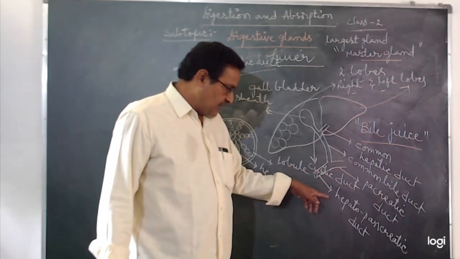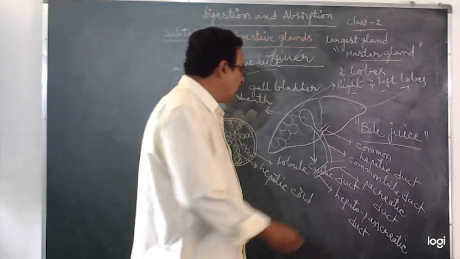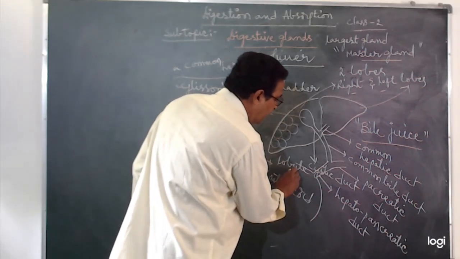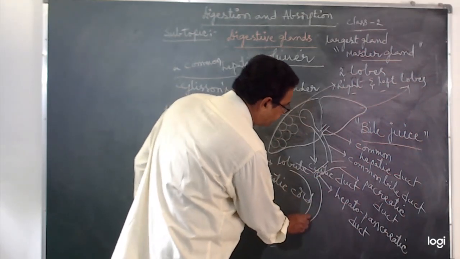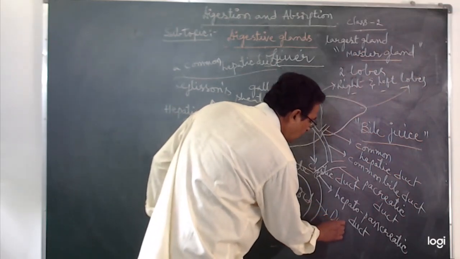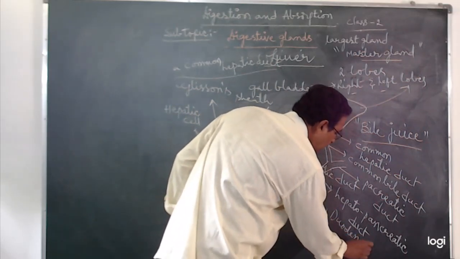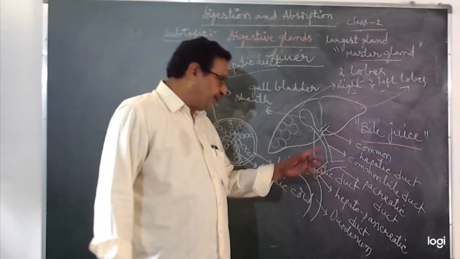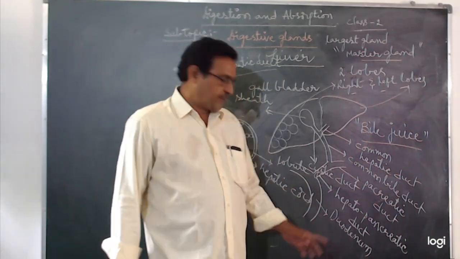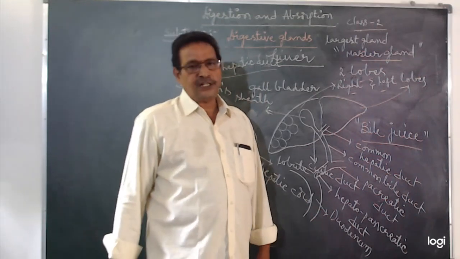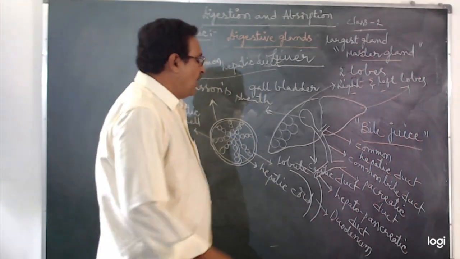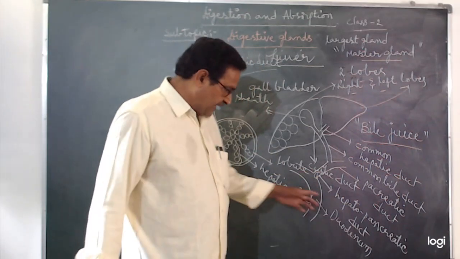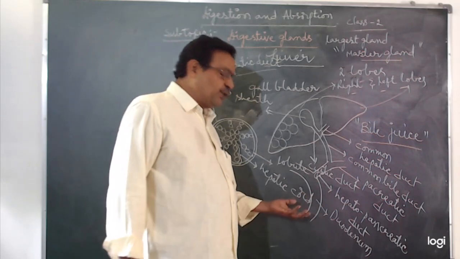So this hepatopancreatic duct will open into the duodenum. This is duodenum. This hepatopancreatic duct opens into the duodenum, which is the first part of the small intestine.